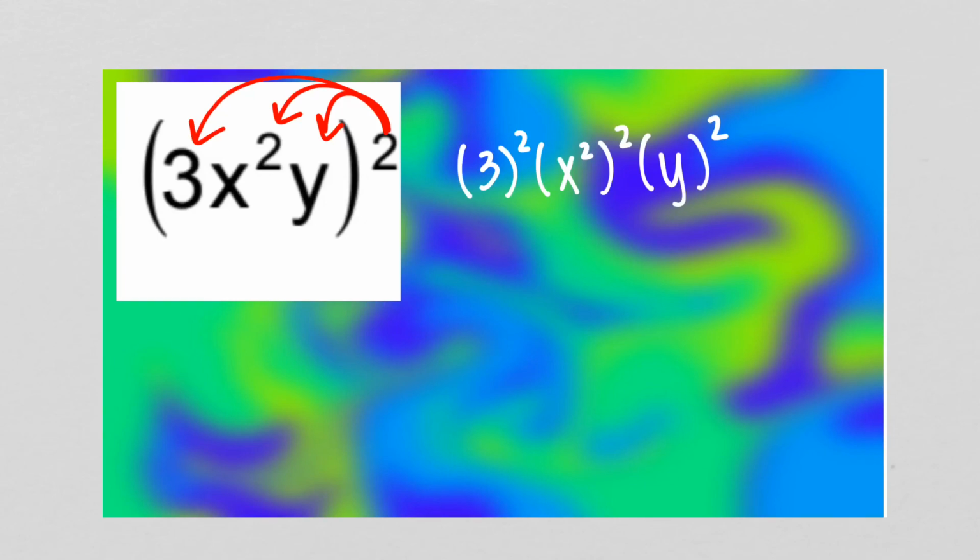So now on this example, 3 squared actually gives us a number. We're going to go ahead and write that number out. 3 times 3 gives us 9. Now you have x squared squared. Remember, this is a power to a power, so again, we're going to multiply. 2 times 2 gives us 4. And then we can just rewrite y squared. So this final answer would be 9x to the 4th y squared.